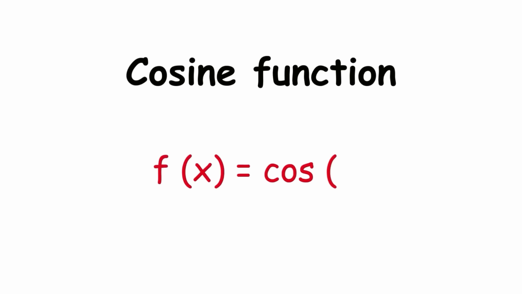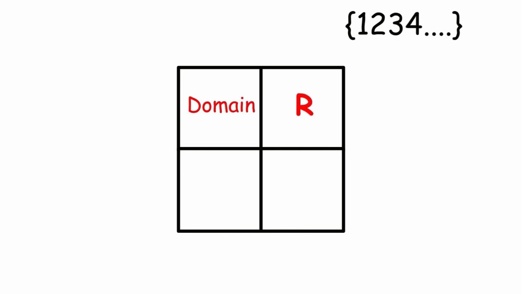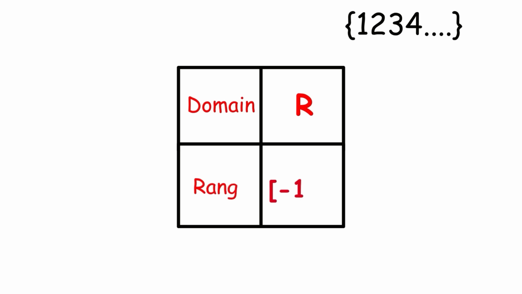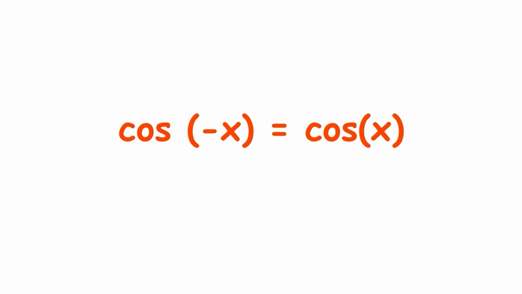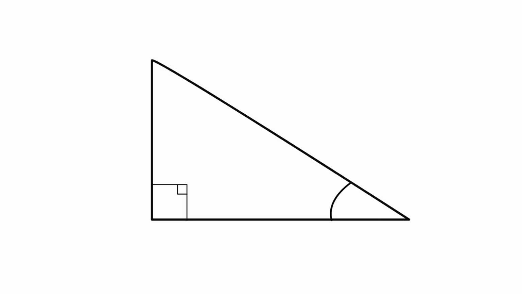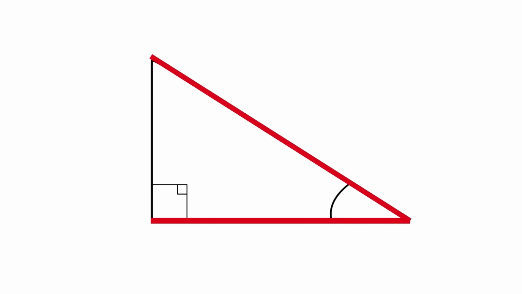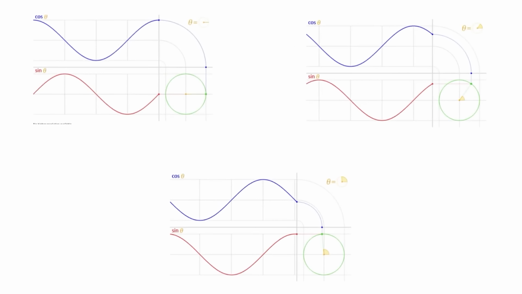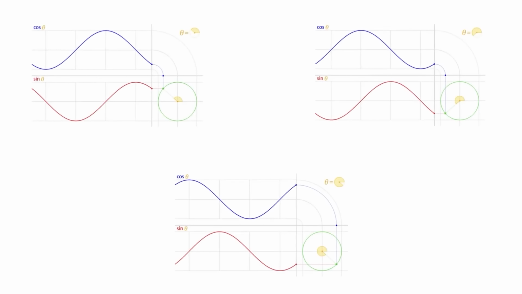Cosine function. F of x equals cosine of x. The cosine function is an even and continuous function with period 2 pi, whose domain is R, the set of real numbers, and the range is the closed interval -1, 1. Being an even function, it means that cosine of -x equals cosine of x. Its graph is symmetric with respect to the y-axis. The cosine function is a trigonometric function that represents in geometry the relationship between the adjacent side and the hypotenuse of a right triangle. The cosine function can also be interpreted as the change of the adjacent side, x-coordinate, with respect to the angle.